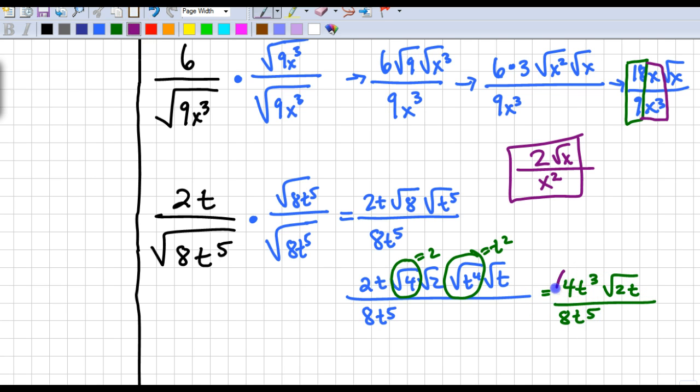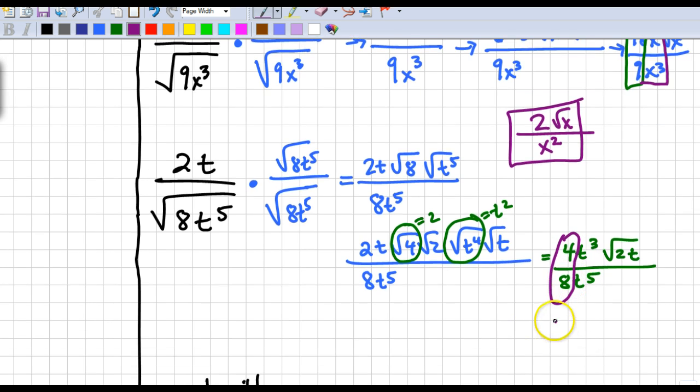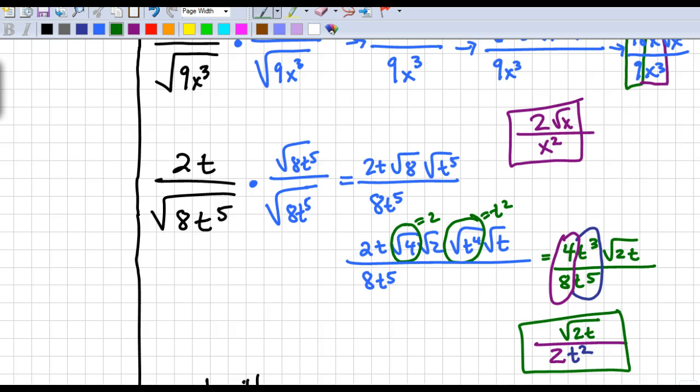Now when I simplify vertically, let's look at the numbers. 4 over 8 reduces to a 1/2. My t's, I've got t to the 3rd over t to the 5th, so I've got 2 extra on the bottom. And then on the top I've still got my radical 2t. So I don't really need the 1 on top. If you leave it there it's not wrong, it's just unnecessary. So then that's my final answer. Square root of 2t over 2t squared.